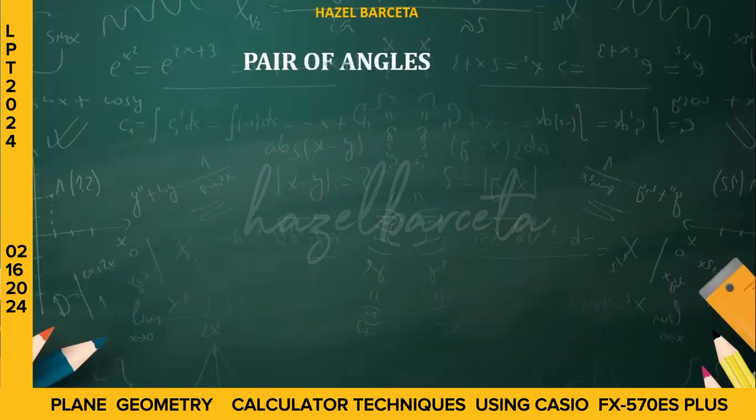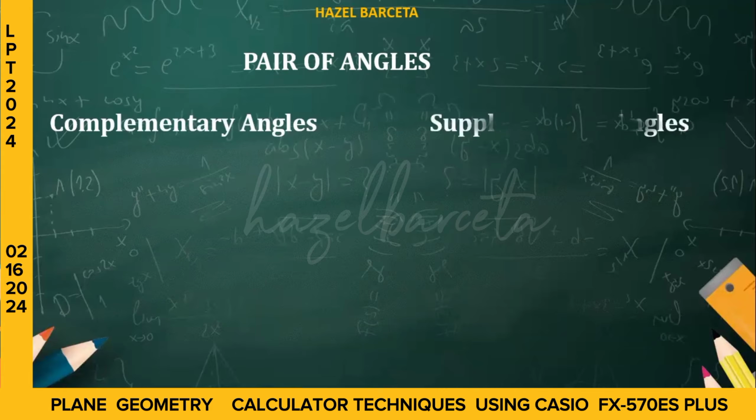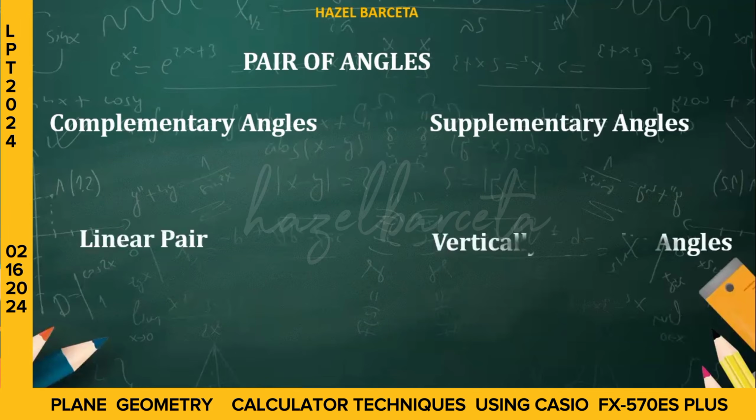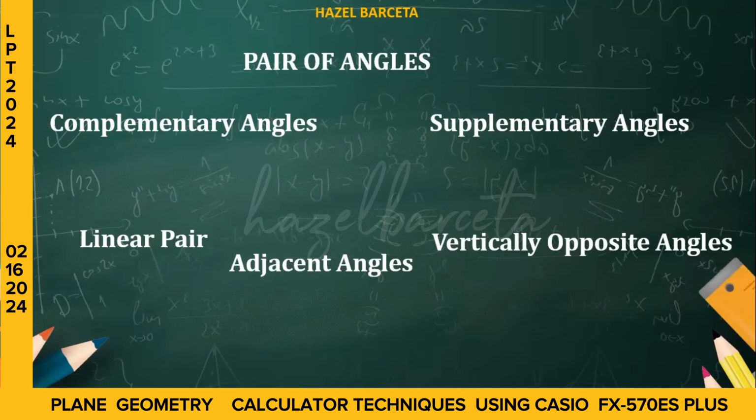We also have pair of angles. So we have complementary, supplementary, linear pair, vertically opposite angles, and adjacent angles. So complementary, the sum of the two angles or the pair is 90 degrees. Ayan, theta 1 and theta 2. So they form 90 degrees.